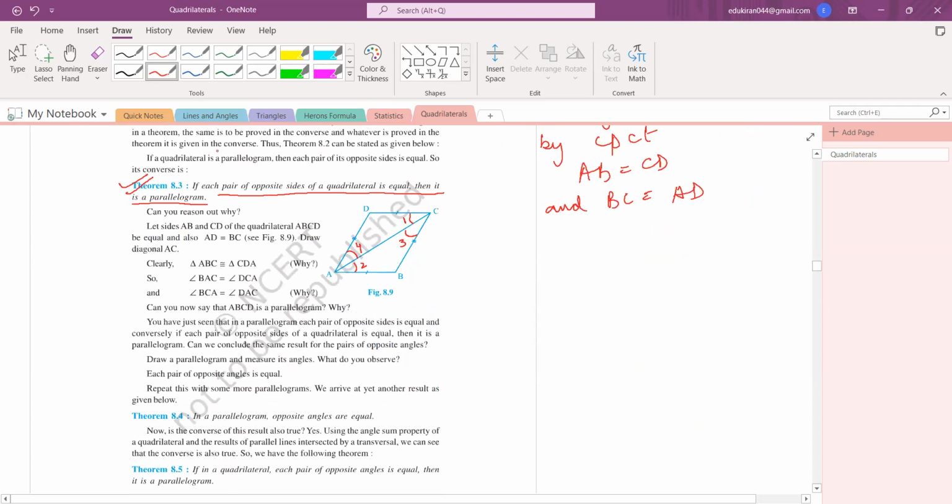So in this case, it is given that each pair of opposite sides of a quadrilateral is equal. That means it is given that AB is equal to CD. It is already given. It is also given that AD is equal to BC. So this is also already given. You have to prove that ABCD is a parallelogram. This time you have to prove. Okay, I'm doing the proof here. So proof.